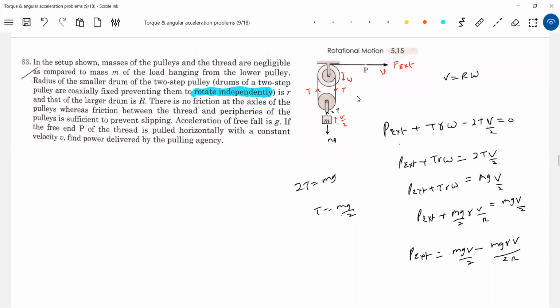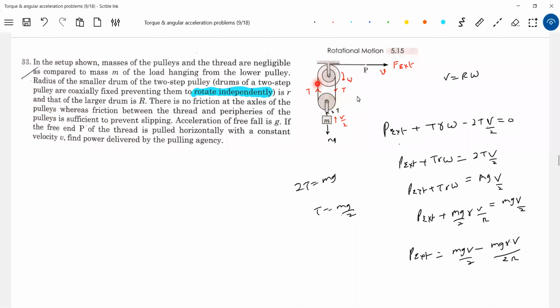I'll put it once again. You can see that the end of the rope is pulled with a constant speed. So therefore, the block will ascend with a velocity v by 2. That's one. Then tension T and T, so 2T. 2T should be equal to mg, so T equal to mg by 2. This is the one thing. Then next, as I pull this, this will rotate. So this tension does positive work here. It will make it spin.